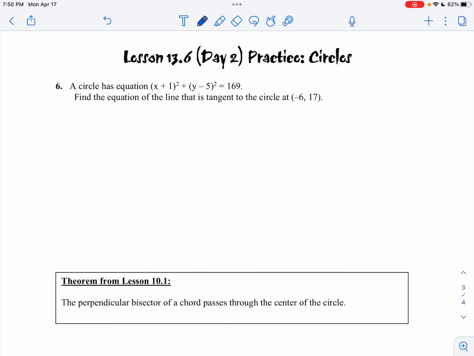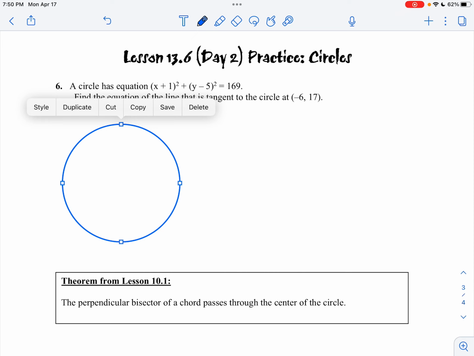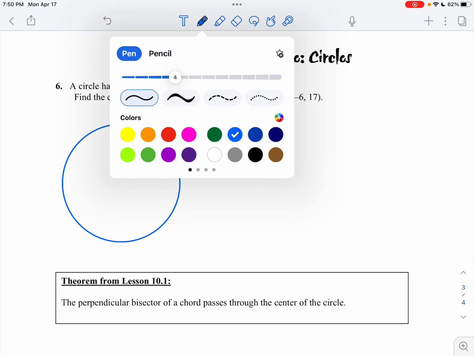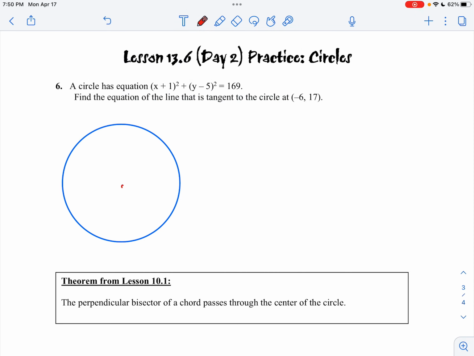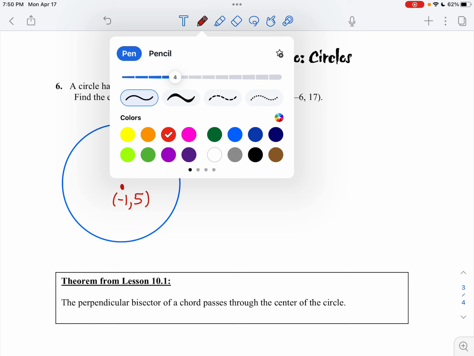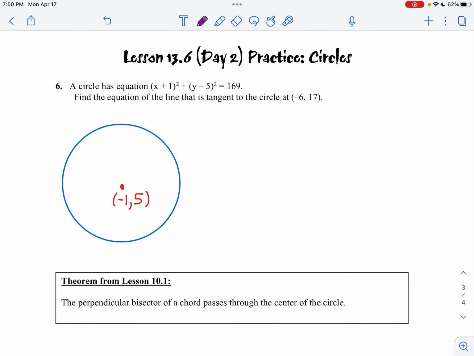So a picture is not mandatory, but I think it can really help. We can use that little trick on Notability where you can make a perfect circle. All right, a couple things. Based on what you learned yesterday, you do know that the center of this circle is -1, +5. We are going to be finding the equation of a tangent line at the point -6, 17. So we're doing lots of review here.